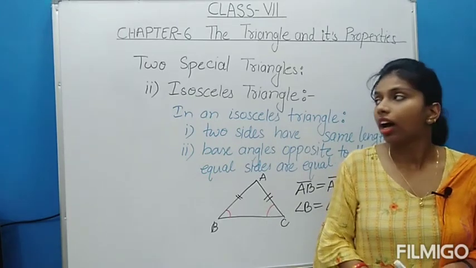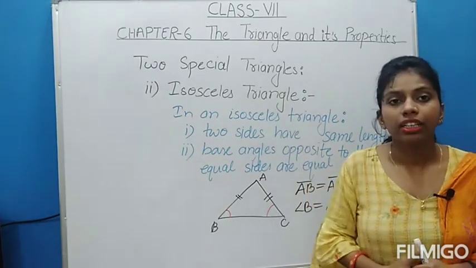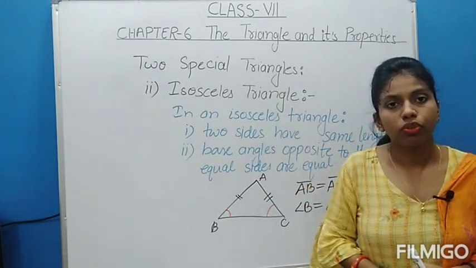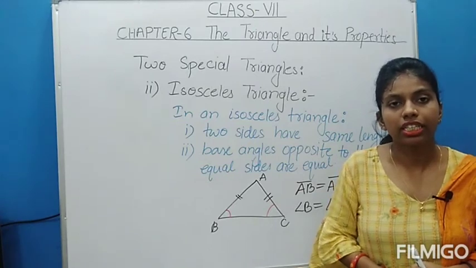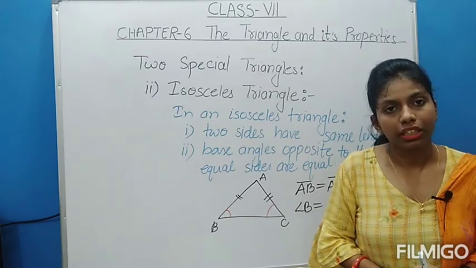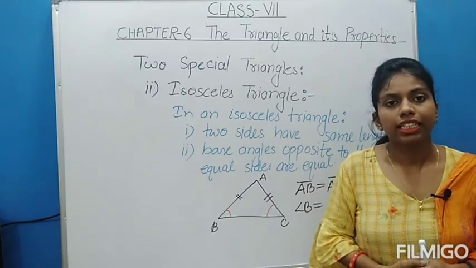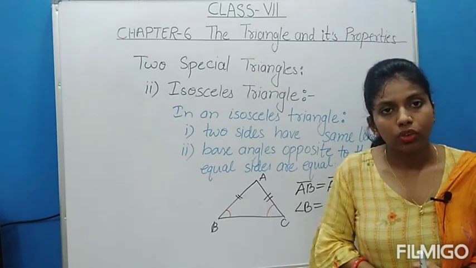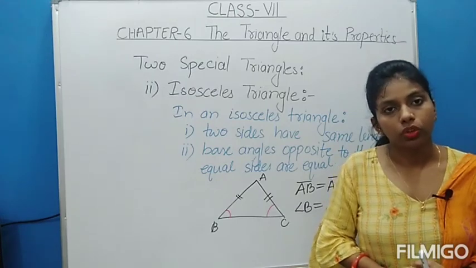At last, the isosceles triangle. There are two properties for an isosceles triangle. First is that two sides of an isosceles triangle are always equal to each other, and second is that the angles opposite to the equal sides are also equal to each other.